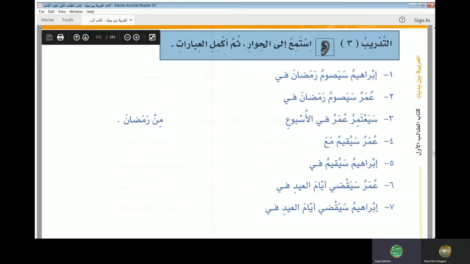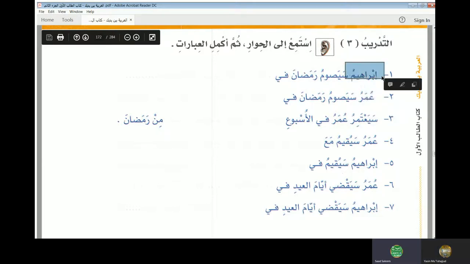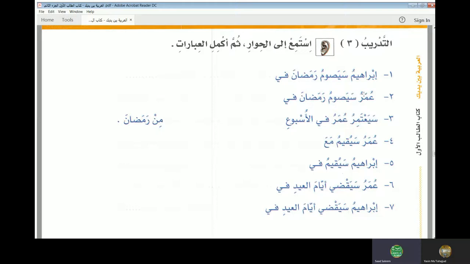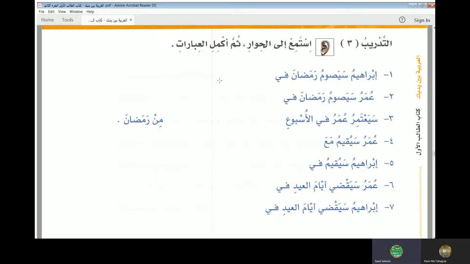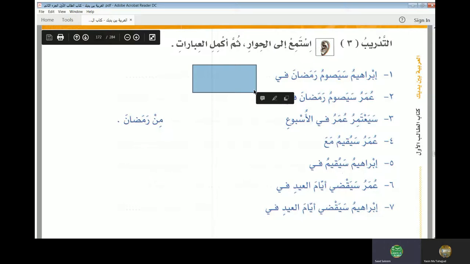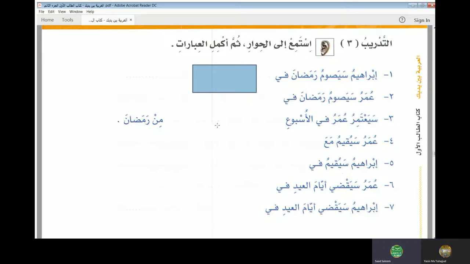Okay, so this is a dialogue between Umar and Ibrahim. Umar asked, Aina satasumu Ramadan hadhihi sanah ya Ibrahim? Ibrahim replies, Sa'asumu fi Makkah inshallah. Wa aina satasumu anta ya Umar? Sa'asumu fil Madinah inshallah.